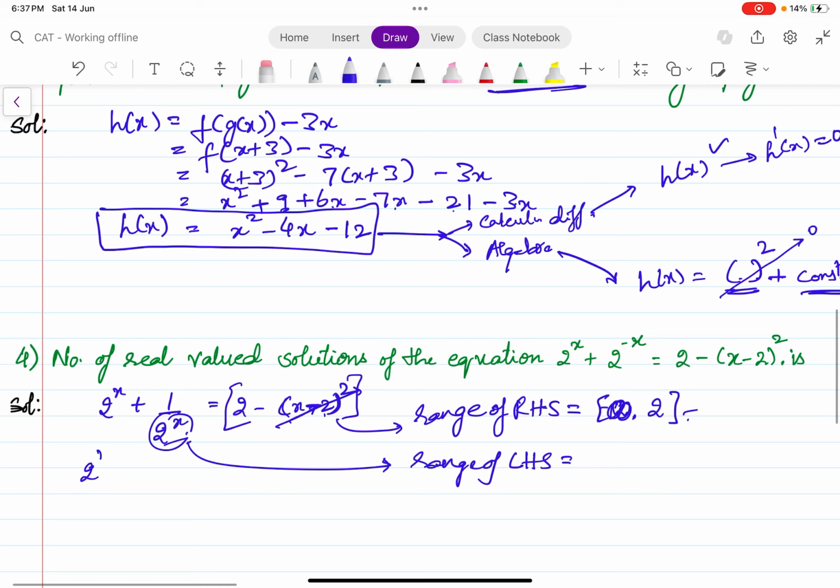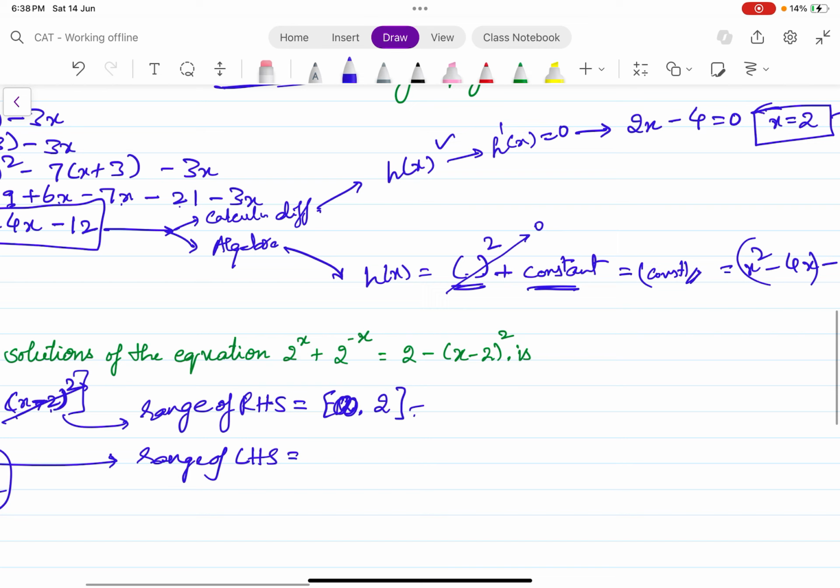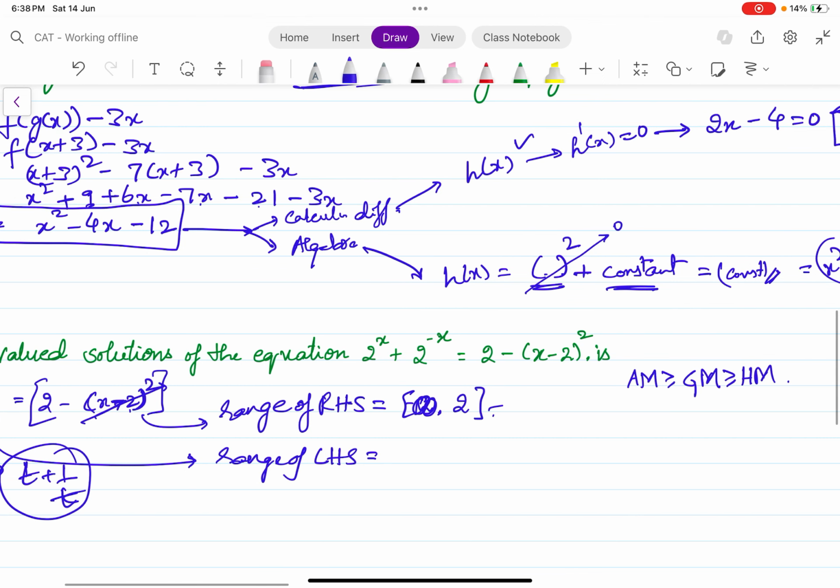If you observe, 2 power x plus 1 by 2 power x looks something like t plus 1 by t. Let us assume this is how it looks. They're asking what is the range of this function. If you aren't familiar with how to calculate the range of this, there was an inequality in your previous classes, which you might remember, which is AM greater than or equal to GM greater than or equal to HM. So this inequality gives us an idea about what the range of these kinds of functions are. So let me apply this same rule here. We'll see what we get.